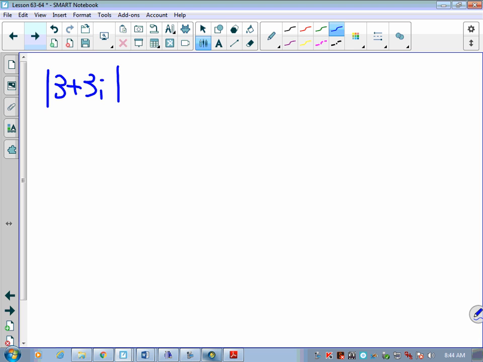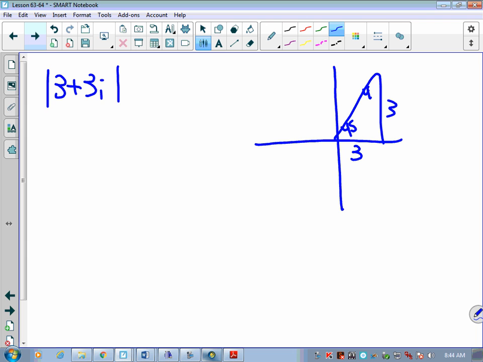3 plus 3i. So if I go to draw this, how far to the right am I going? How far up am I going? 3 and 3. Right? That ought to tell me what kind of triangle this is going to be, right? What kind of triangle is this? 45, 45, 90. Right? So I already know, right? That actually makes my job a lot easier, correct? Because I already know what my hypotenuse is going to be, correct?